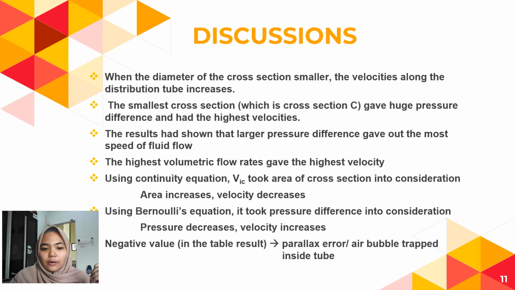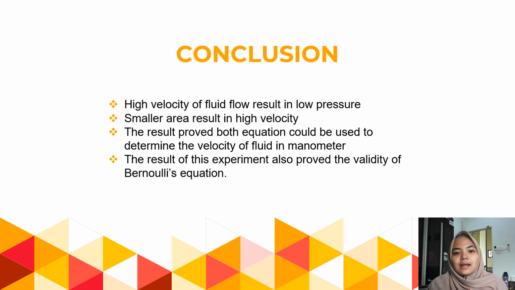There is one negative value in the table result that should not happen. This maybe could be parallax error or air bubble trapped inside the tube. As Bernoulli stated, high velocity of fluid flow results in low pressure, and based on the continuity equation, smaller area results in high velocity. Thus, the result proves both equations can be used to determine the velocity of fluid flow in the manometer. Even though the values are not exactly the same, the pattern of increasing and decreasing at the converging and diverging portion is the same.